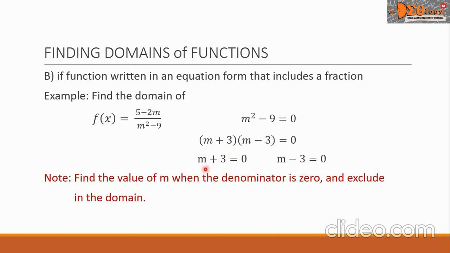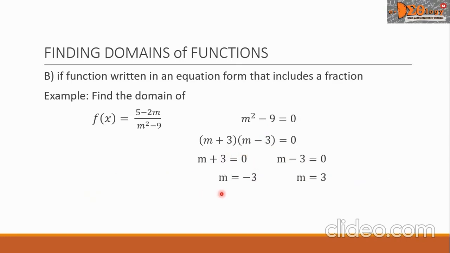Then we will solve for m respectively. So in here, the positive 3 we will transpose to the right side. We will have m equals negative 3. On the other factor, m minus 3 equals 0. Transposing this negative 3 to the right side, we have m equals positive 3. So we have now two values for m. The first is negative 3. The second is positive 3.